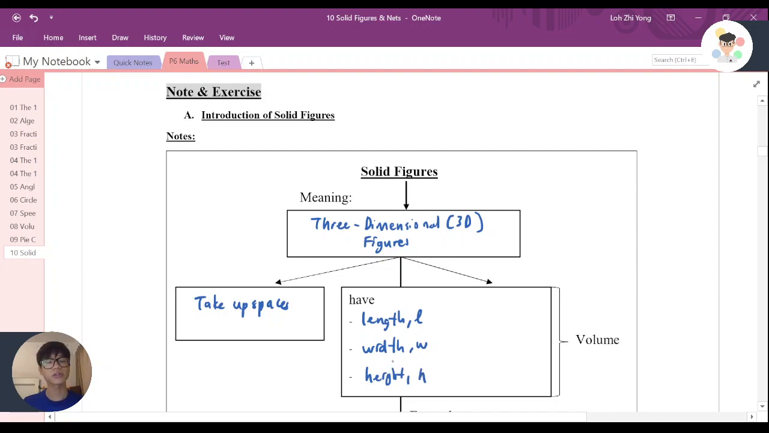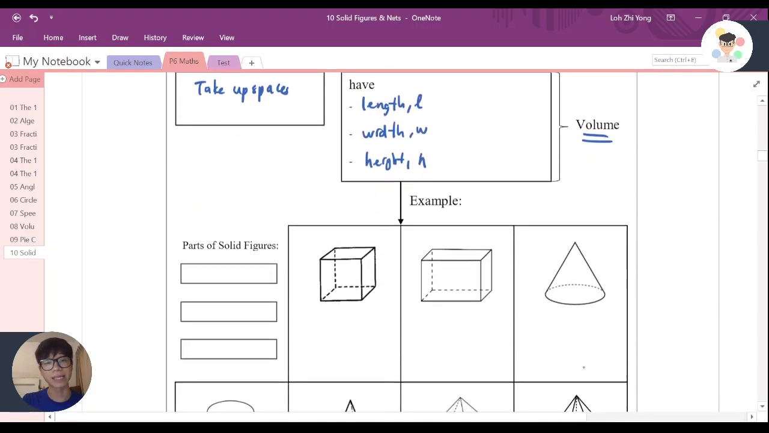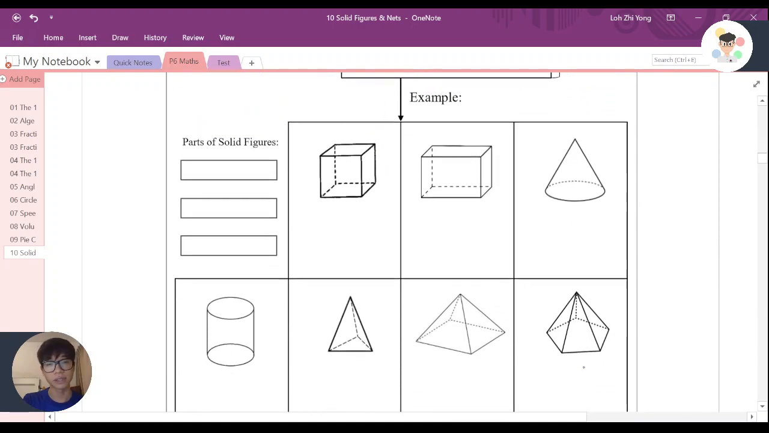And these things give us something called volume. With this, we can calculate the volume of an object, or the volume of a liquid. And there are also some examples of solid figures.